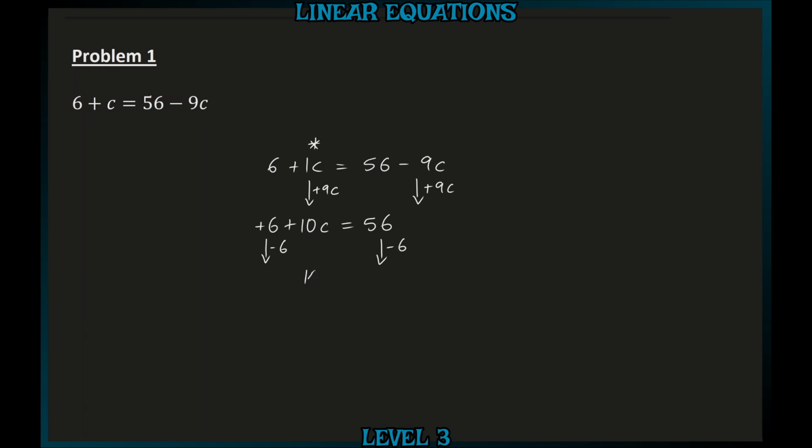The left becomes 10c, because the 6 and the minus 6 cancel out, and on the right, 56 minus 6 is 50. Finally, to remove the 10 on the left-hand side, which is multiplying c by 10, we use its inverse and divide by 10 on both sides. The times 10 and the divide by 10 on the left cancel out, leaving us with c, and on the right, 50 divided by 10 is 5. So our final answer to problem 1 is c is equal to 5.